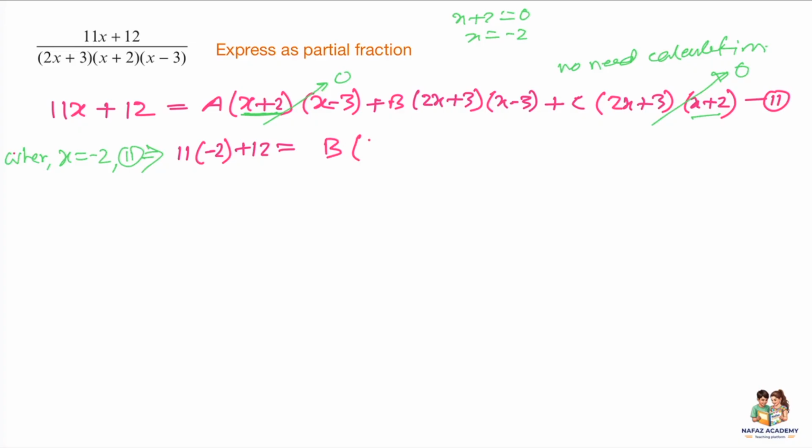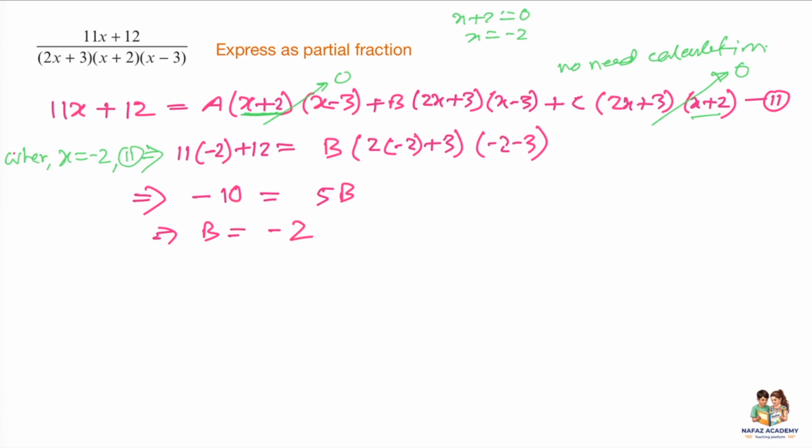So the only calculation part is B times minus 2 plus 3 and minus 2 minus 3. What is the value of B? I'm using the calculator. It is minus 10 equals 5B, so B equals minus 10 over 5, that is minus 2.